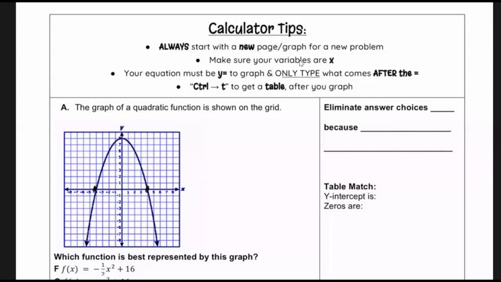Your equation must be in y equals form. If it is not, then you have to solve for y. And only type what comes after the equal sign, and Control T to get a table. You'll see what all these tips look like throughout each example.